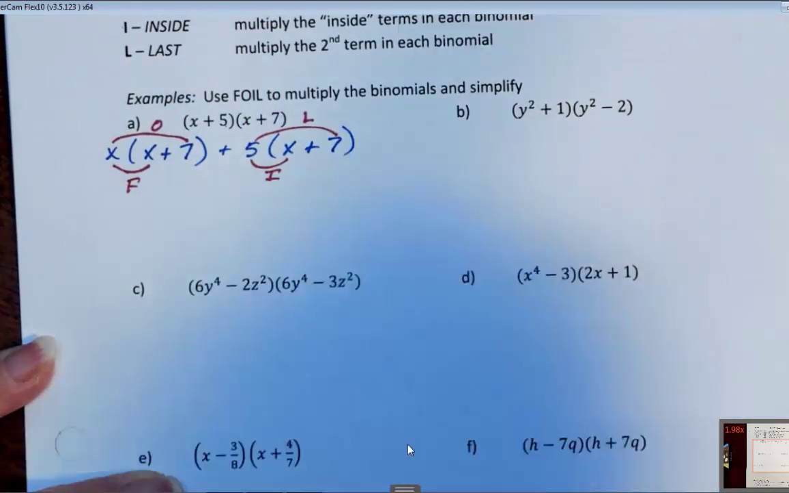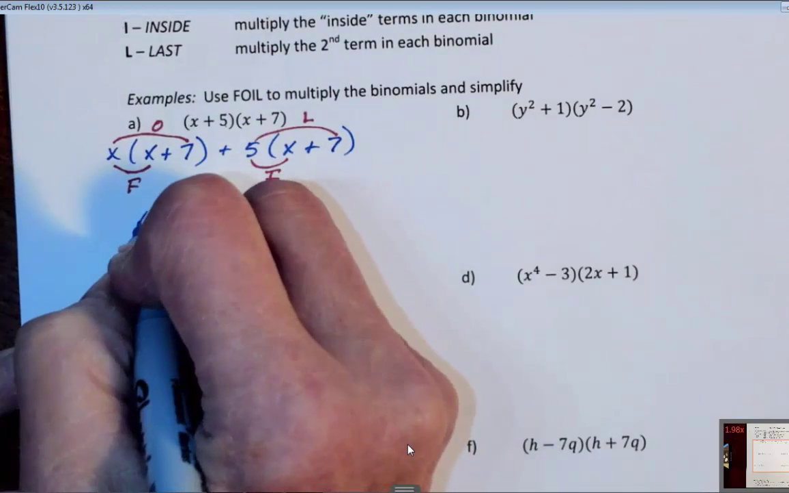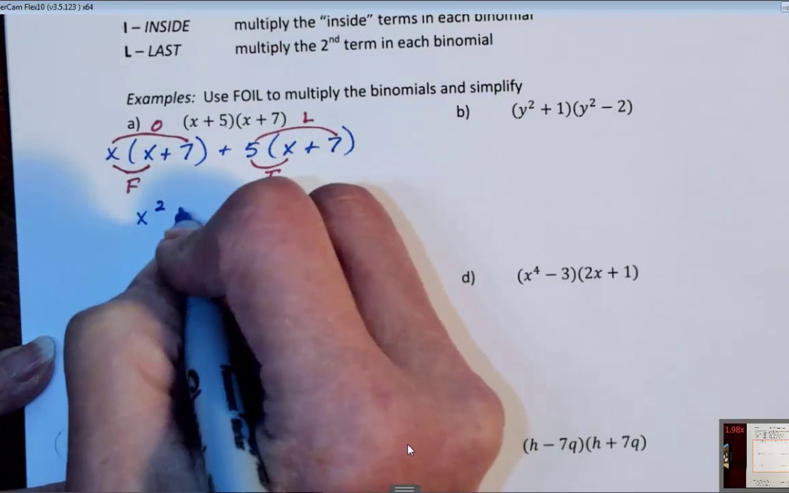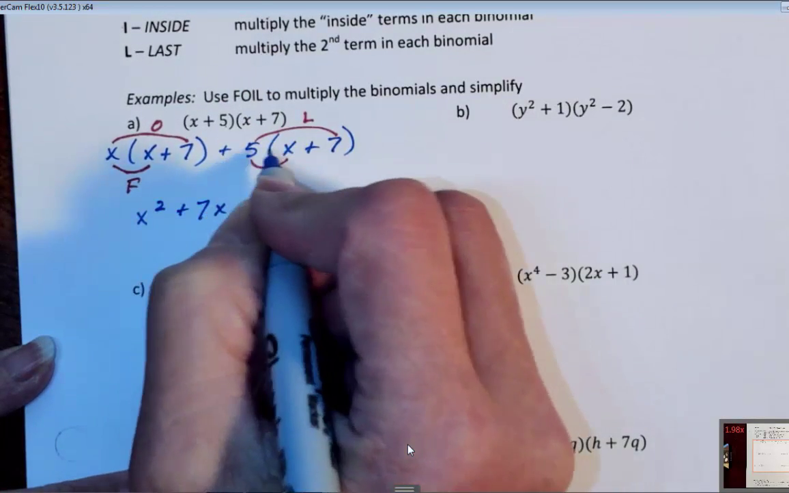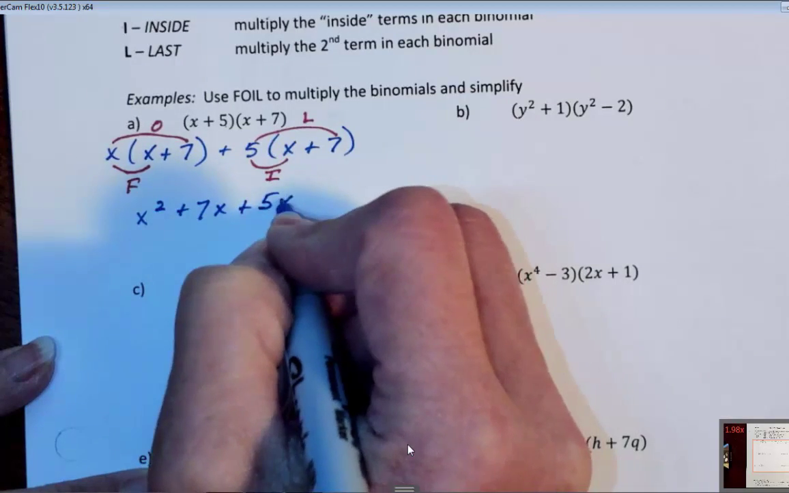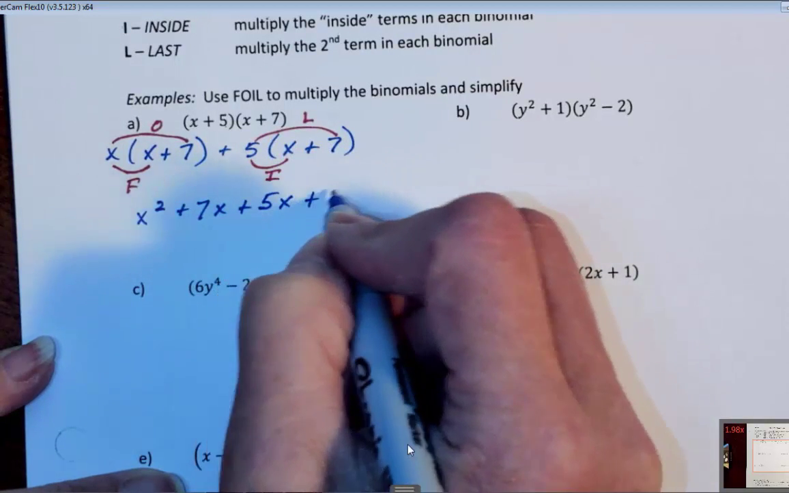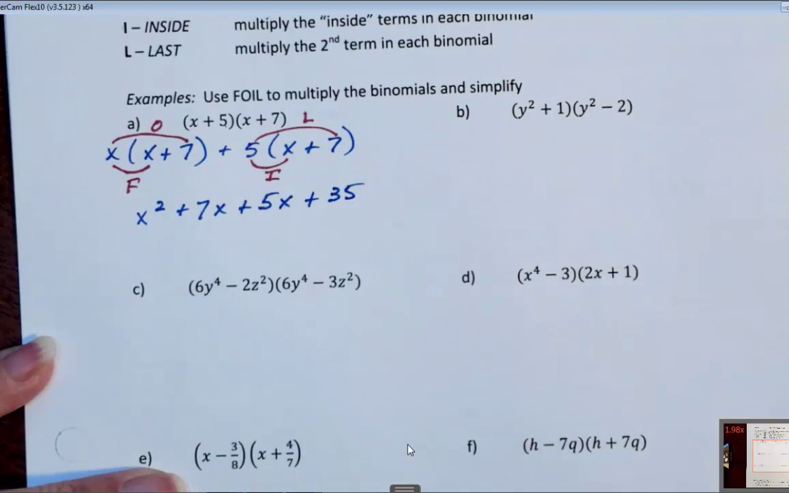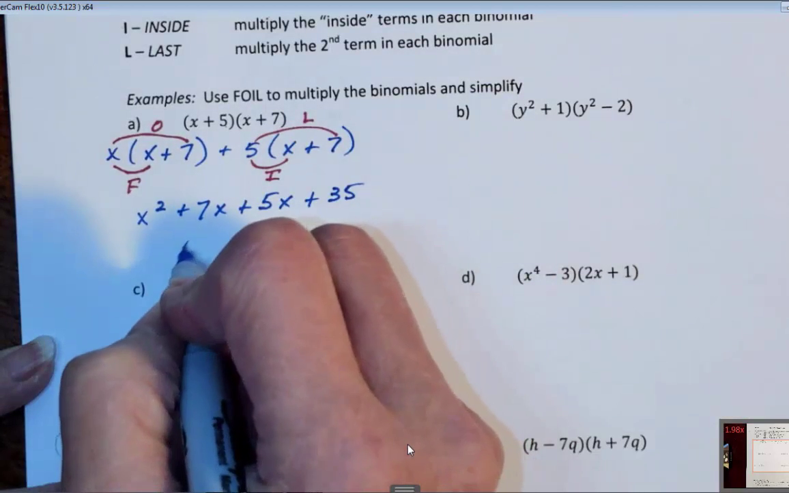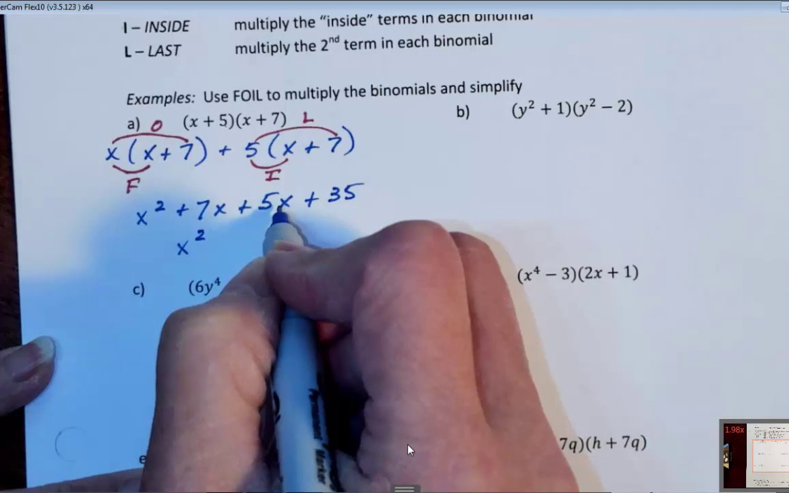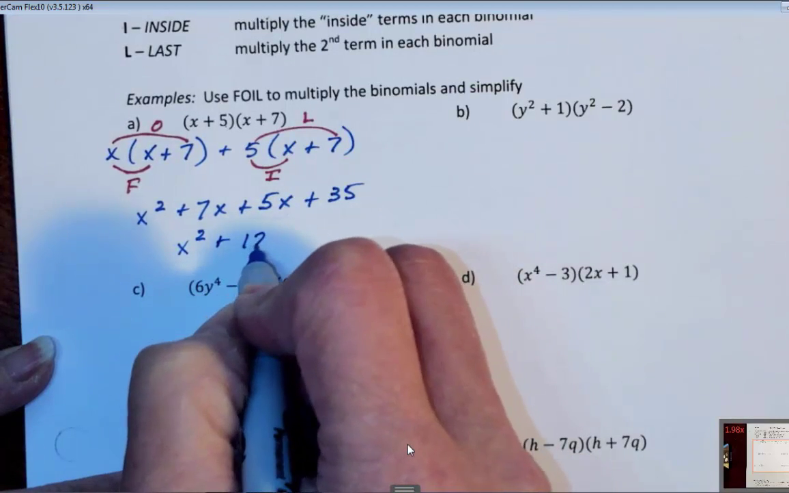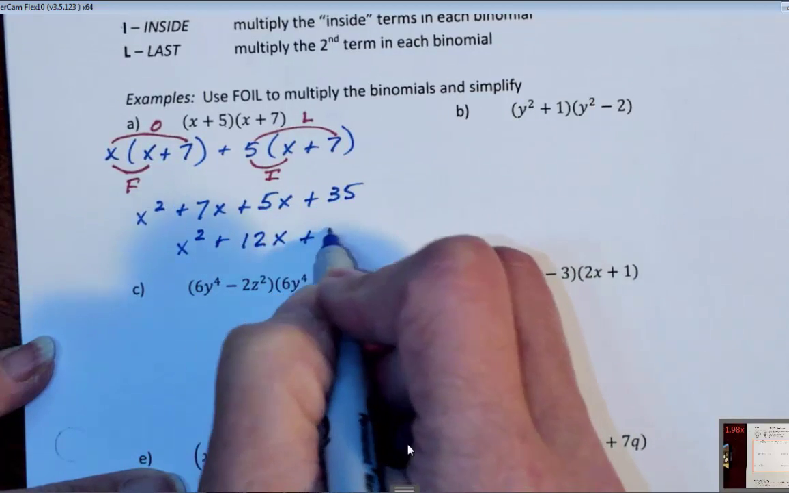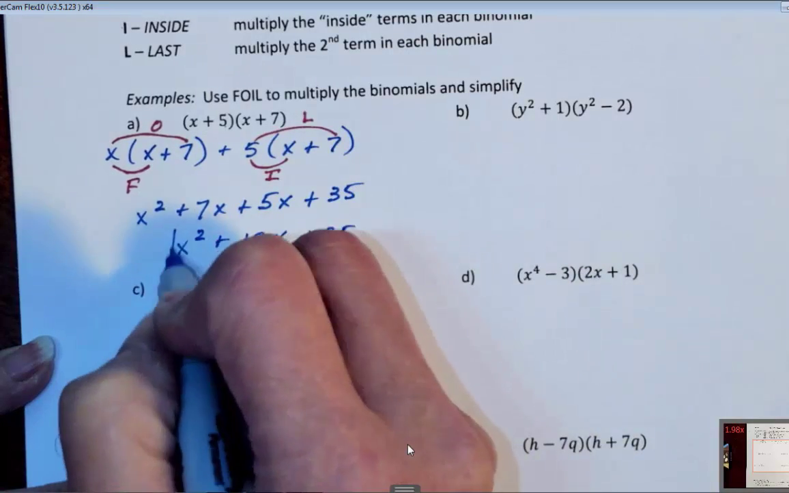Then going ahead and multiplying, x times x is x squared, x times 7 is 7x, 5 times x is 5x, 5 times 7 is 35. Then combine like terms. You should end up with x squared. The 7x and the 5x we combine together becomes 12x plus 35. And that is your answer.